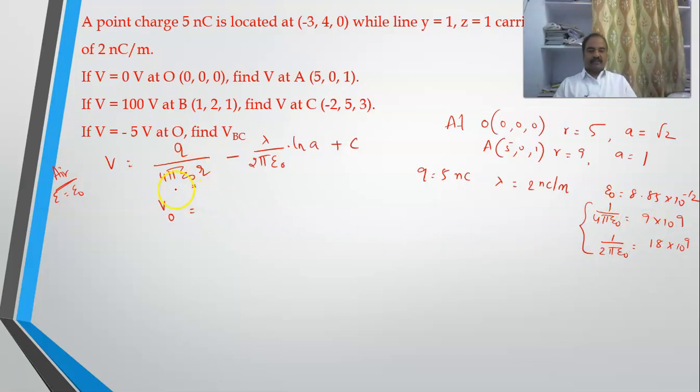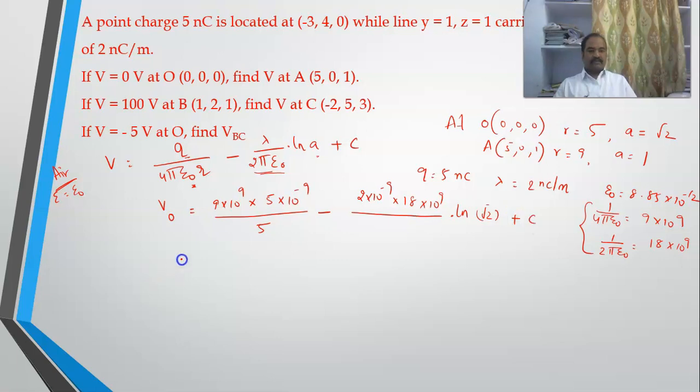So I am applying this here. V naught is 1 by 4 pi epsilon naught, which is 9 into 10 to the power of 9, into Q value, 5 into 10 to the power of minus 9, by R, which is 5, minus lambda, which is 2 into 10 to the power of minus 9, into 18 into 10 to the power of 9, into ln of A, at origin root 2, plus C.